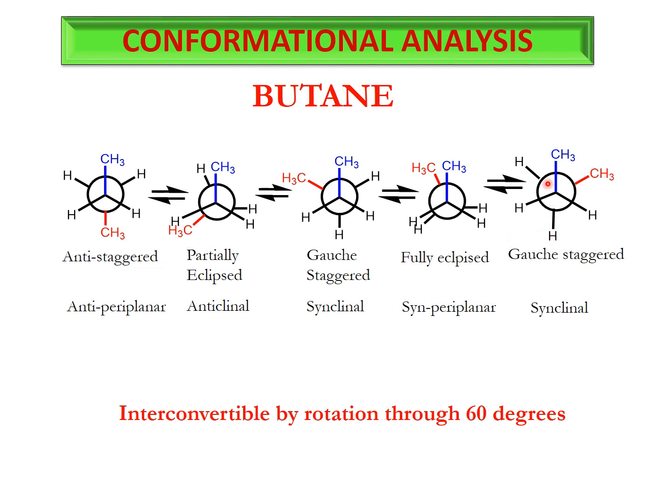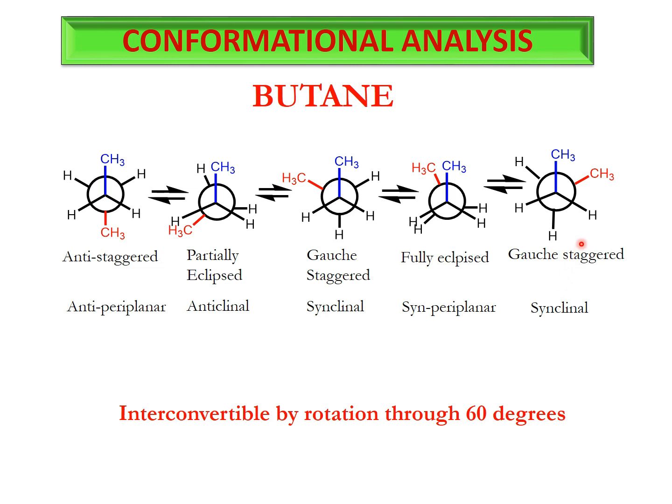And then we rotate it again through 60 degrees. So this red CH3 comes here. It's a staggered conformation, and just like the earlier one, in which the two CH3 groups had a 60 degrees dihedral angle between them, here again they have a 60 degrees dihedral angle between them. So it's a gauche staggered conformation, or again a synclinal conformation.